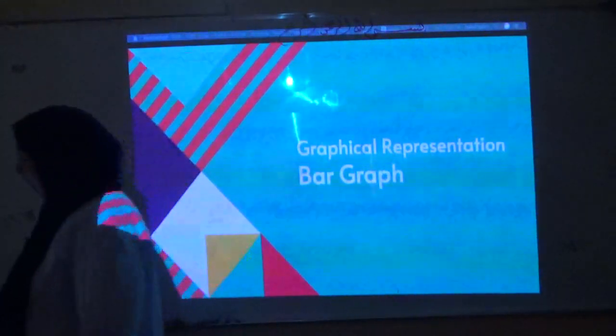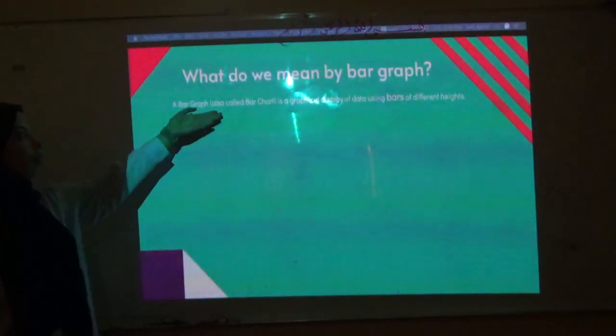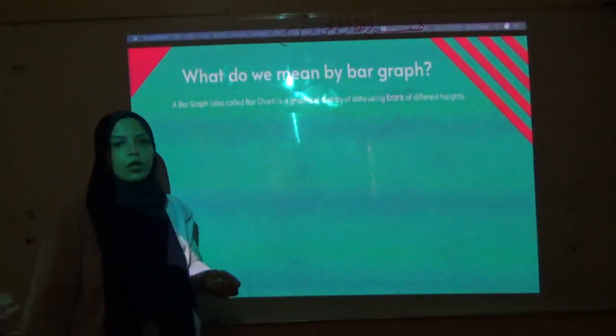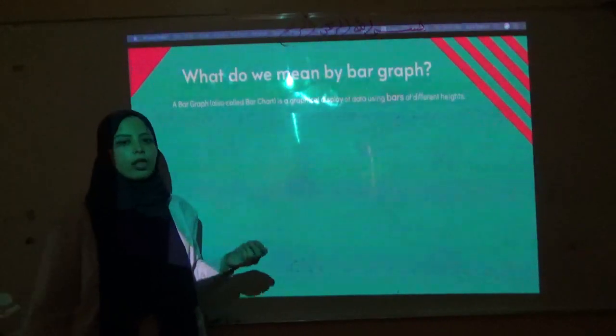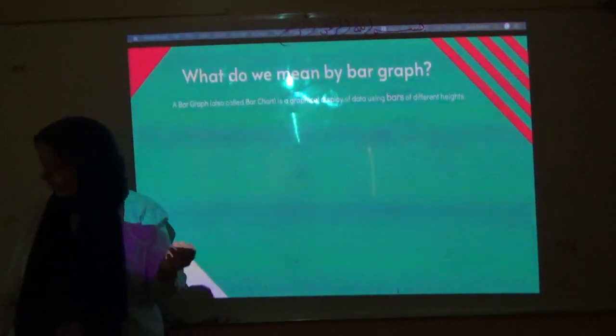So what do we mean by a bar graph? A bar graph, also called a bar chart, is a graphical representation of data using bars or rectangular shapes of different heights. So let's have an example.